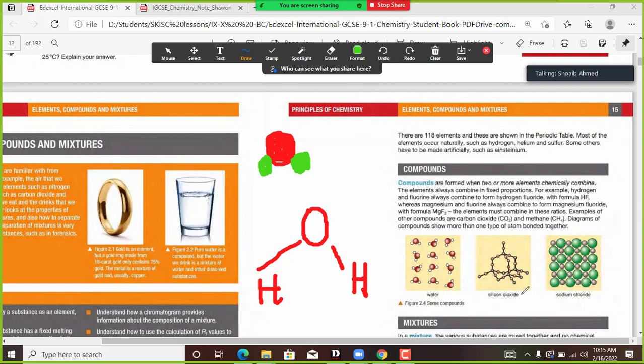So this is a compound. This is silicon dioxide. Here sodium chloride, sodium in the center and chlorine around it. This is a sodium chloride compound. Okay, this is a compound.